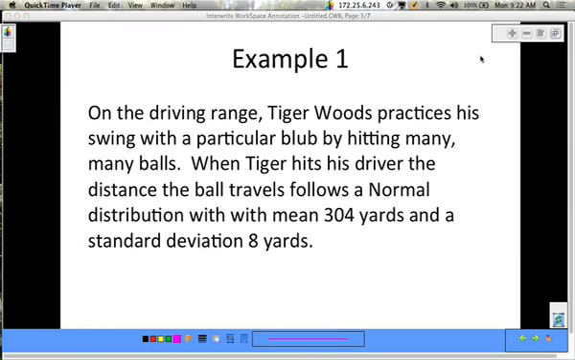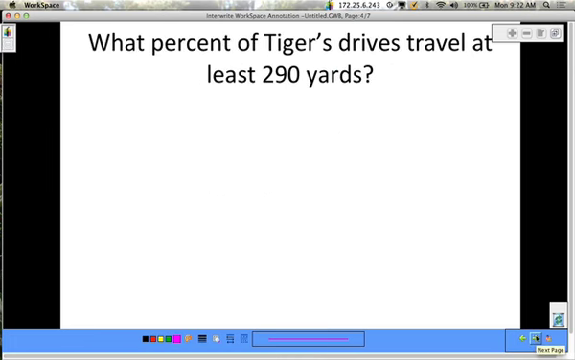So for our 3 problems today, we're going to be using this exact same information here. On a driving range, Tiger Woods practices his swings with a particular club by hitting many balls. When Tiger hits his driver, the distance the ball travels follows a normal distribution with a mean of 304 yards and a standard deviation of 8. So we want to know what percent of Tiger's drives travel at least 290. So the problem, we want at least 290 yards.